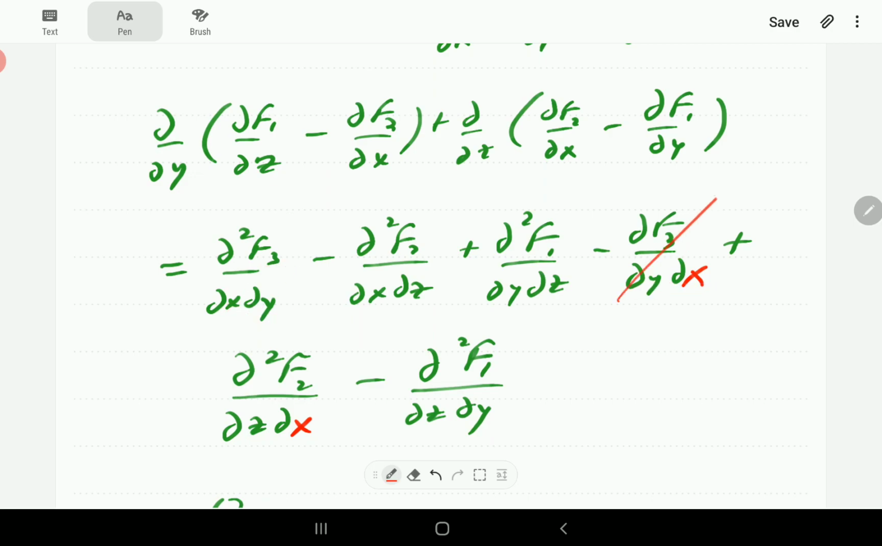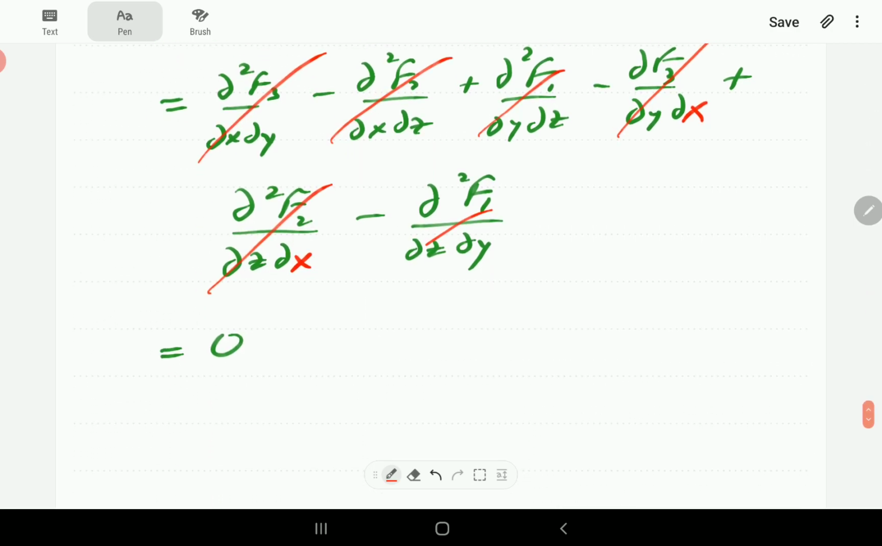All right, so f3 xy here, f3 yx, and as we already mentioned, if f3 is differentiable, the mixed derivatives will be equal. Then f2 xz here, and the other f2 here, zx. This one is minus, this one is plus, and then these two. So this gives us the zero scalar. All right, thank you.